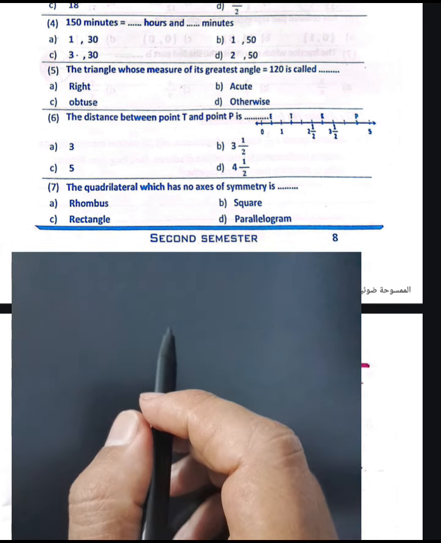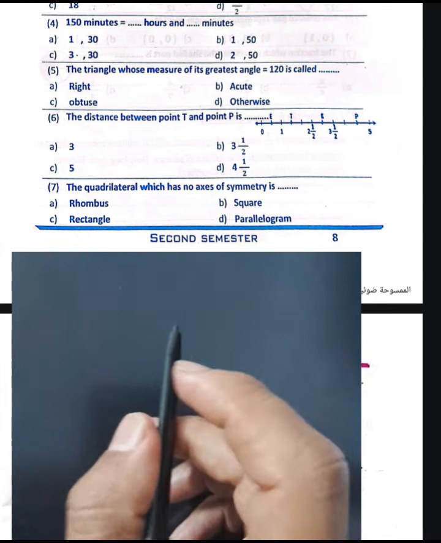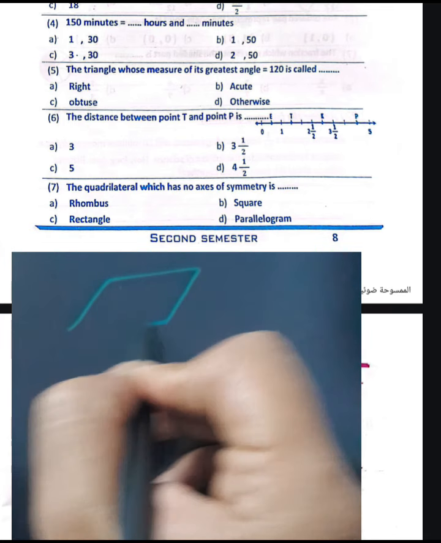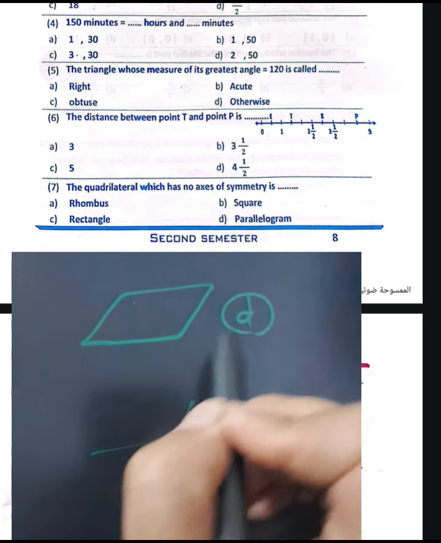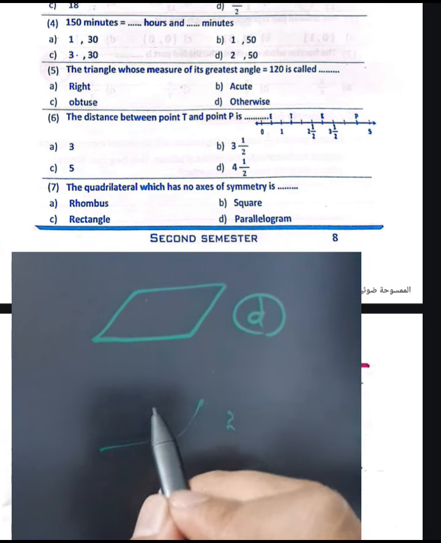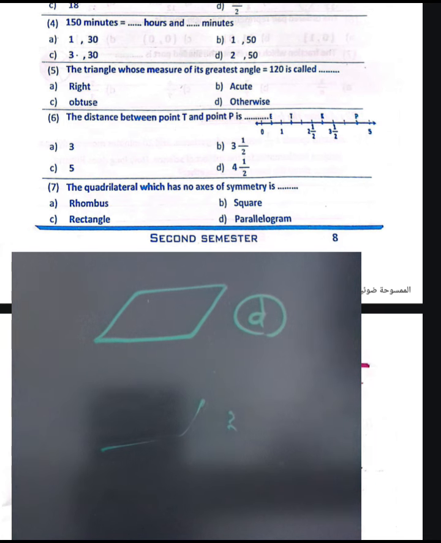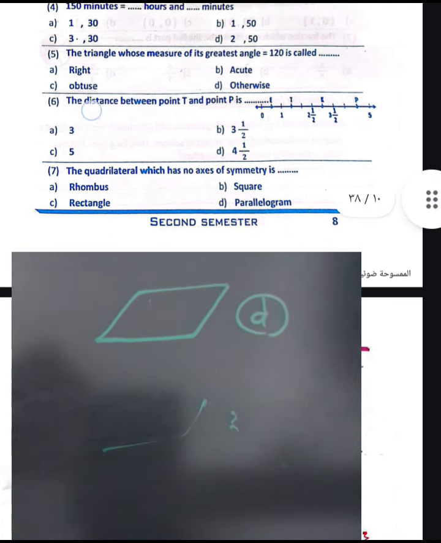Question 7. The quadrilateral which has no axis of symmetry is the parallelogram. A parallelogram doesn't have any line of symmetry. It shows letter D. But a rhombus has 2 lines of symmetry. A square has 4 lines of symmetry. A rectangle has 2 lines of symmetry.